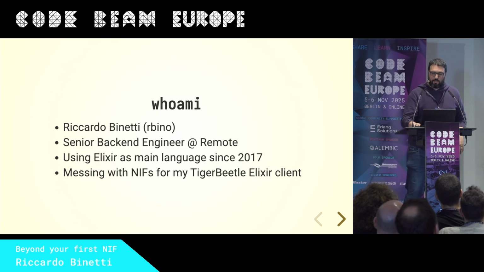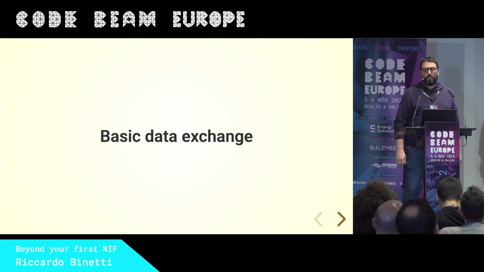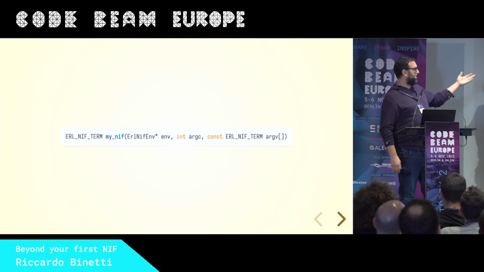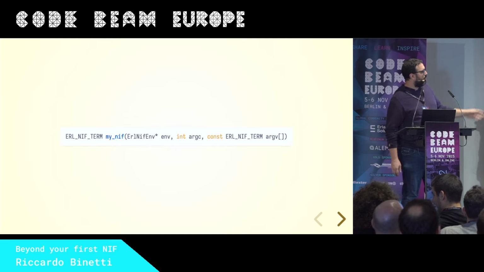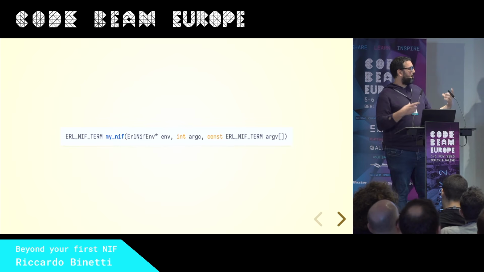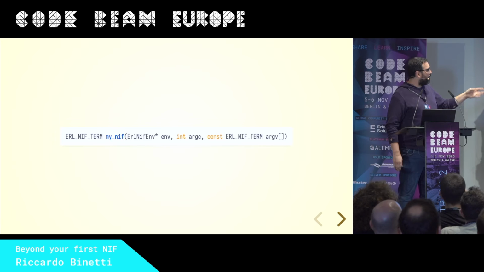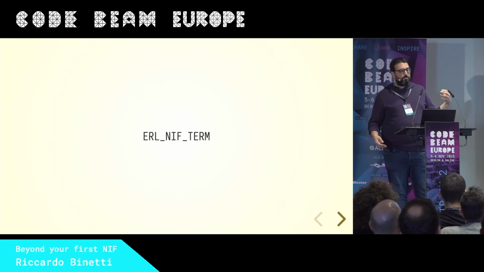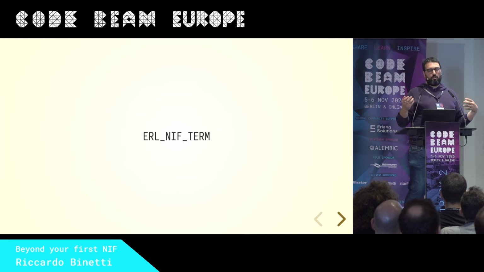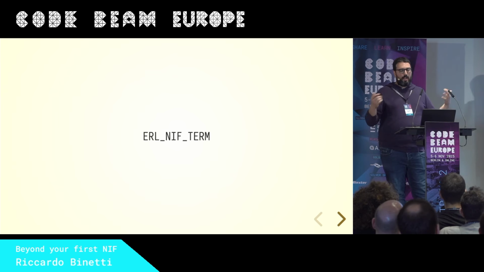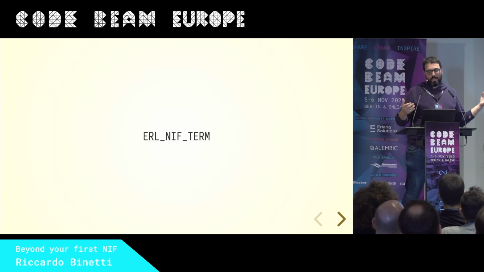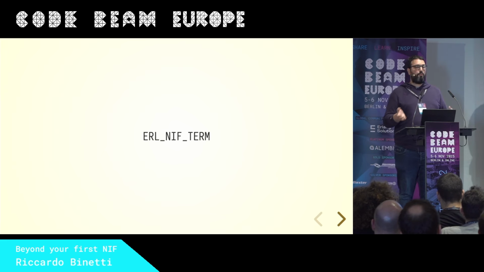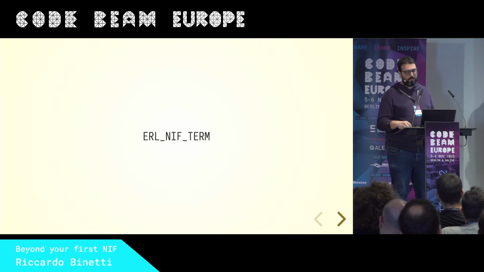So let's start with some basic data exchange. The basic NIF signature looks like this. You can see that we are accepting an array of NIF terms, and we are returning a NIF term. Everything that goes between the Elixir or Erlang world and the NIF world has to have the NIF term type. So first of all, we need a way to convert this from and to our native C types.